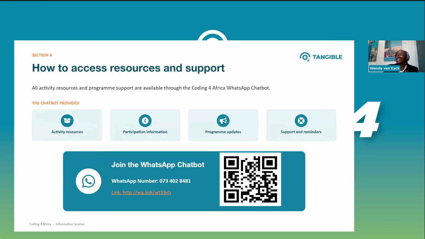Then how to access these resources and get support. We have created a WhatsApp chatbot that has all the information that you will need to participate this year, where you can register on that chatbot, where you can get the activities on that chatbot, where you can submit your participation on the same chatbot. I will be walking you through how to interact with the chatbot, because we are aware that not everybody has interacted with the chatbot before, and we will show you now how to interact with it to get all this information and get all the support that you need.